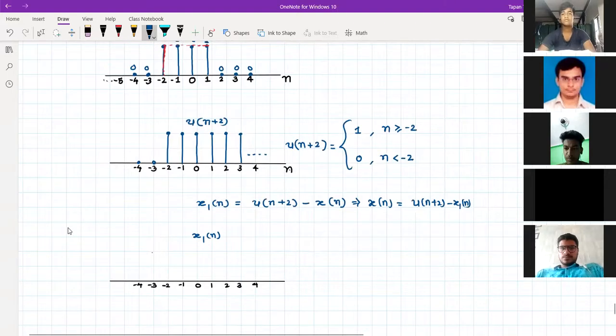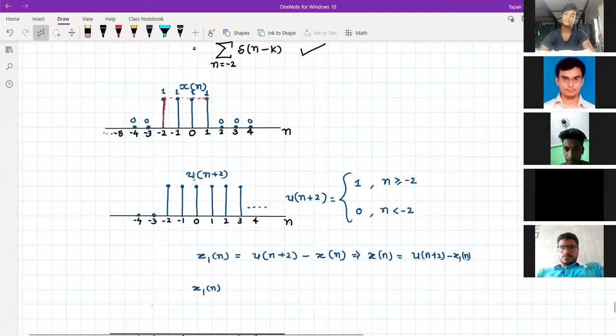Now I think this one is better. U of n plus 2 minus x1 of n. So that you can get x of n is equal to u of n plus 2 minus x1 of n. Now x1 of n is unknown. Now subtract u of n plus 2 and x of n.